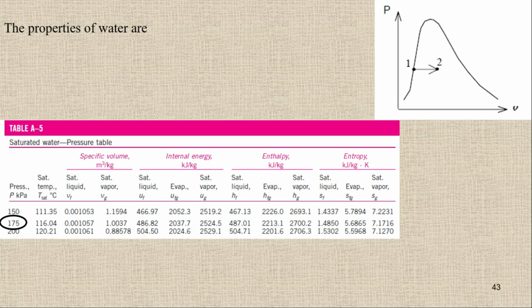One is the specific enthalpy at point 1, and I'll check the specific volume as well, because the initial volume is given, and when I divide the initial volume by the specific volume, I can get the mass of the water in the device. We have the saturated liquid at point 1, so we are going to check the saturated liquid value. So here I'm checking the value of HF, and against 175 kilopascal, the value of HF is 487.01 kilojoule per kg.